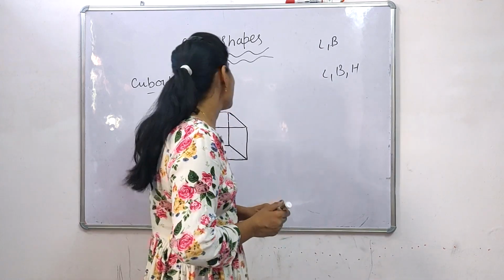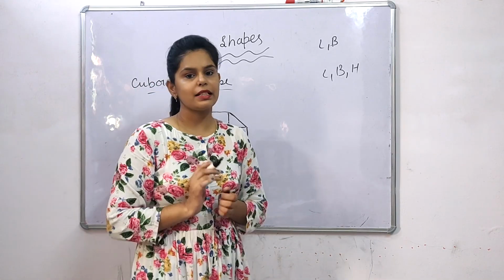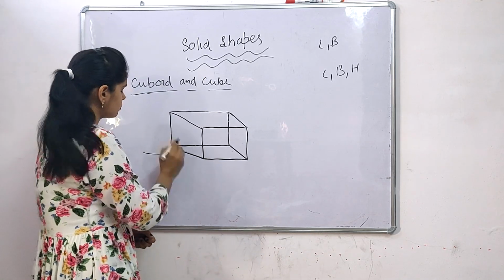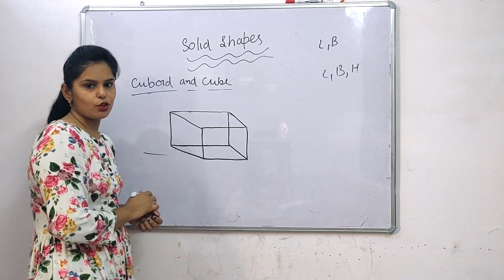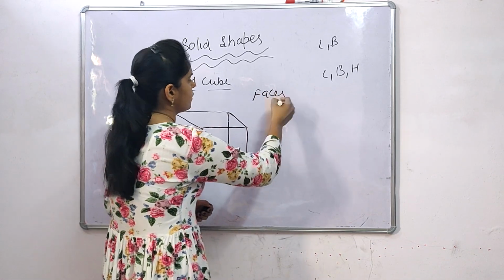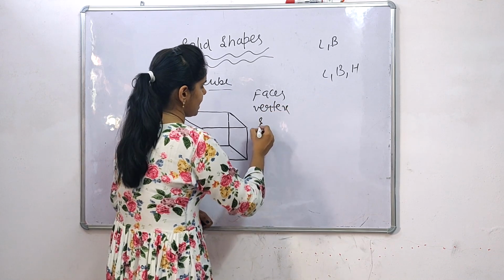First I have cuboid and cube. So what is cuboid and cube? Firstly, what is cuboid? Look at this picture. This is cuboid. Now we will discuss faces, vertex and edges.